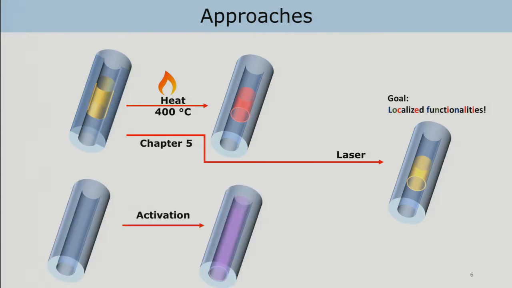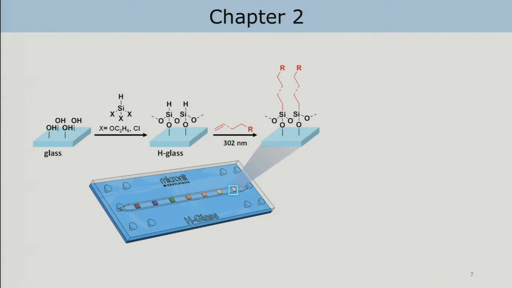The other chapters rely on an entirely different approach. We take an already closed channel, we activate the channel, and then we use UV light and shades to pattern and locally modify the inside of the channels, and that will be covered in chapters 2 to 4. In chapter 2, we take glass and cover it with a silane molecule that has a moiety called SiH, which is very interesting because it reacts with light in the presence of alkenes, and you can thus modify it. If you use light, you can use shadows to pattern and attach molecules here and there.